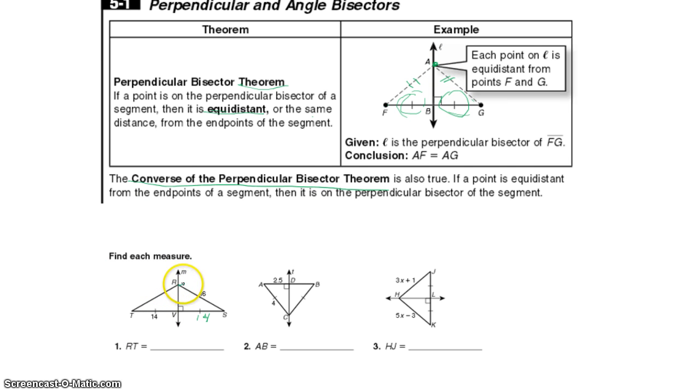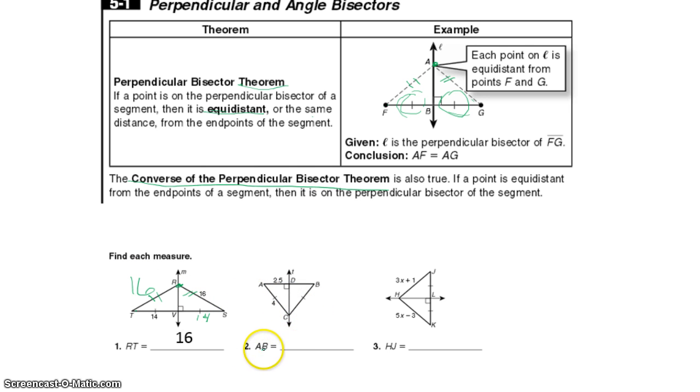So if I have this point R on that perpendicular bisector, I know that it is equidistant to endpoints T and S. So I'm just going to put my tick marks in. So then I know that the length or the distance from R to T is the same as the length from R to S. So we know then that the length from R to T is 16. All right, let's take a look at our second one.